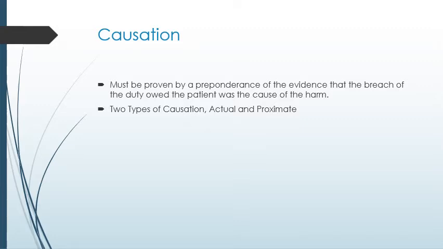Causation. So it must be proven by a preponderance of the evidence that the breach of the duty owed the patient was the cause of the harm. So this fourth and final element is arguably the most complex. And preponderance of the evidence means that it's more than 50% likely that there was a breach of duty and that breach caused the harm. Now there's two types of causation. There's actual and proximate.